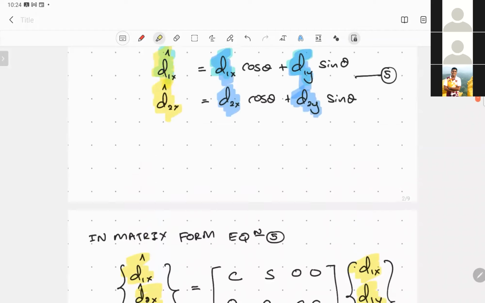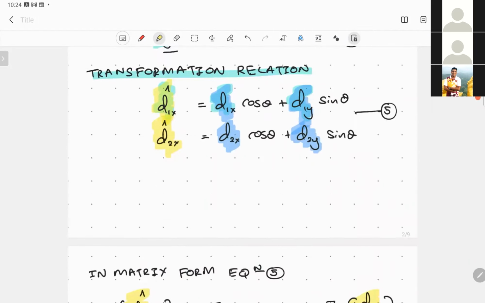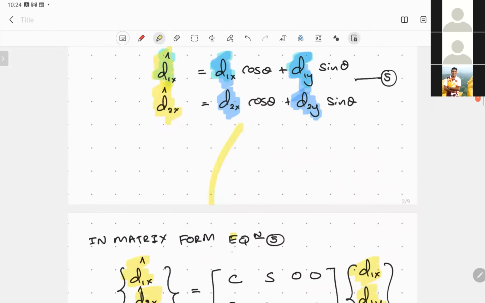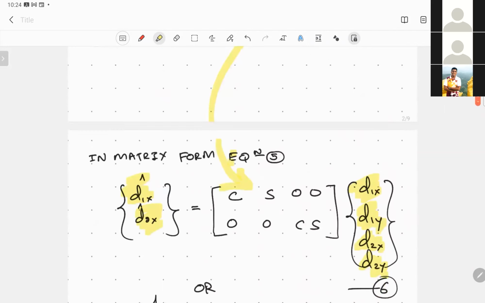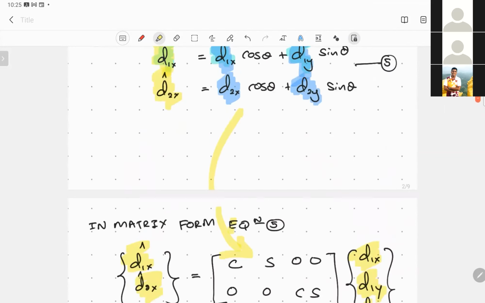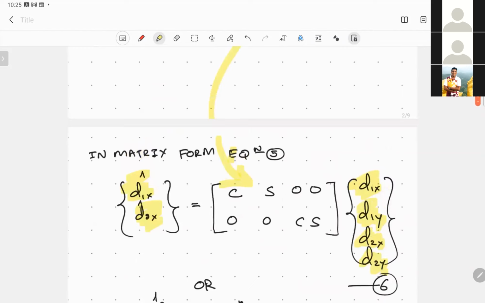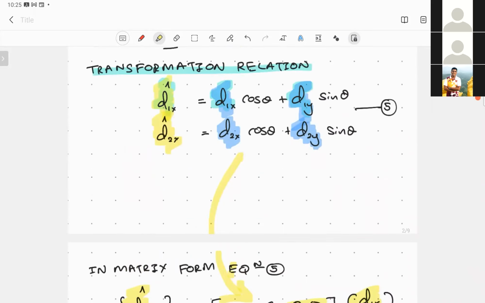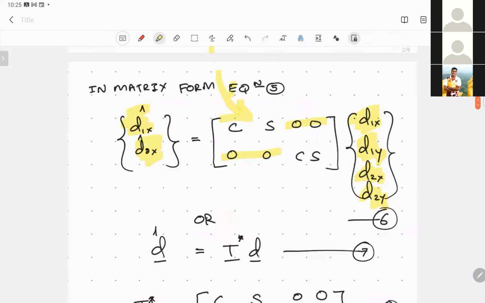So this is nothing but I have transformed these two equations into a matrix formation. The other elements you can see there are zeros wherever the nodal displacements do not have any effect on the local displacement. So I have simply written down equation 5 in the form of a matrix.